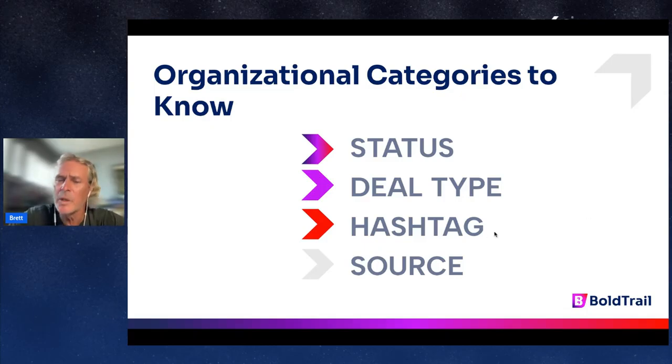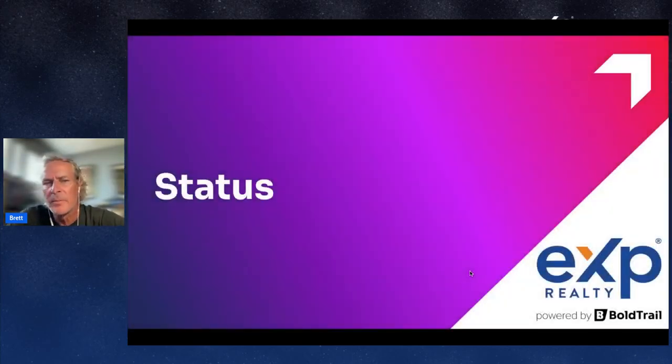Hashtags are where we create our own statuses, our own deal types, our own categories, our own way to call them whatever you want. They're interested in a pool. 1 to 3 months, cash buyer, FHA, approved, pre-approved, VA loan, 1031 exchange, must have willow trees, horses, and on and on and on. It can be anything. You just don't use spaces. And then finally, where it came from, that source.